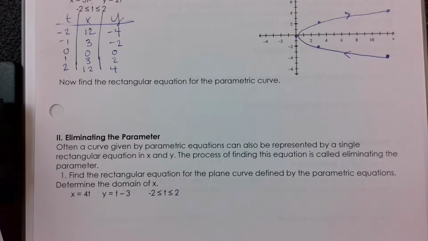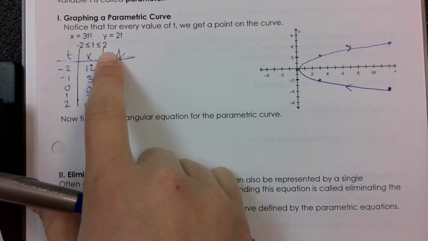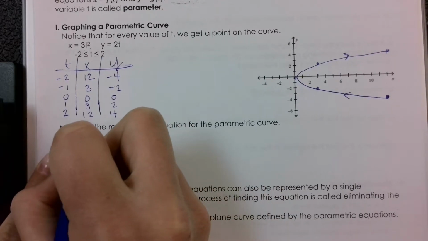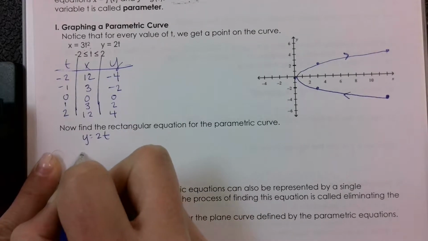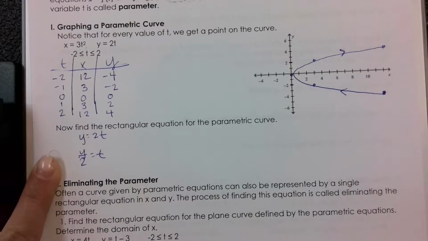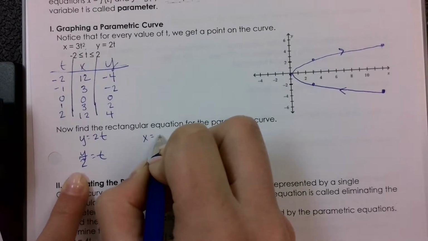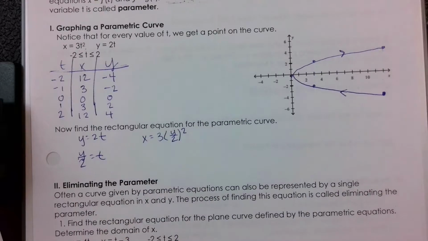Alright, so now I want you to find the rectangular equation for that parametric curve. This is where I was saying you eliminate the parameter. So basically, just take your equations that you're given. Which one is going to be easier to solve for t? The x or the y? The y, right? So we could say that we've got y equals 2t. So solve for t, what do you get? y over 2 equals t. Is that okay? Make sense? Yes, no, maybe? So then we can plug this back into our x function. So we'll say x equals 3 times t, but we know that t is y over 2, and it's all squared. Are we okay with that?